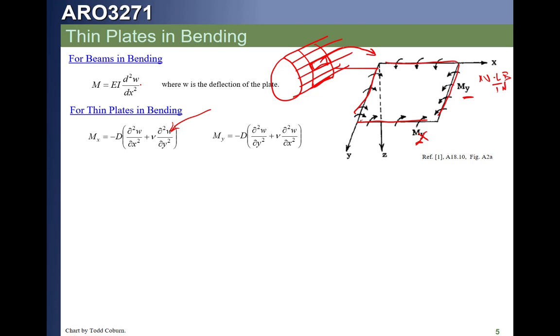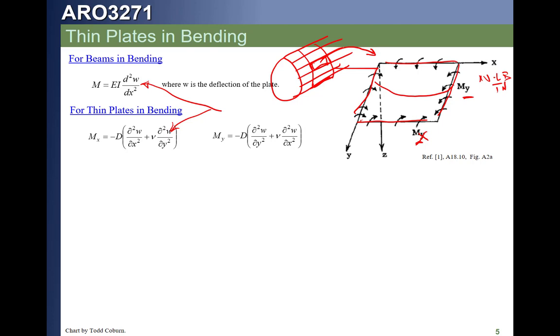And we see the second derivative of the deflection with respect to both the x dimension and the y dimension. What this means is we have a differential equation that defines how this beam deflects in the x direction and how the beam deflects in the y direction. So we're talking this direction and this direction.